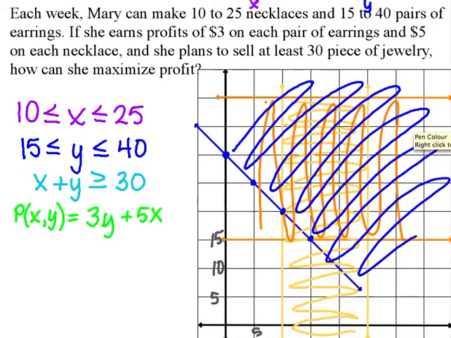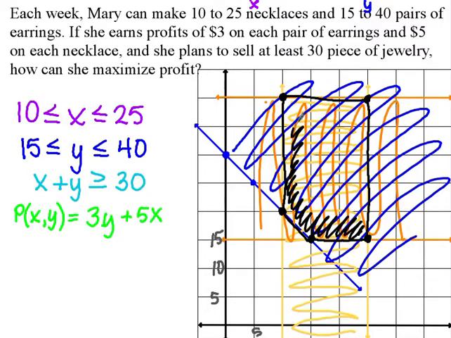So let's see what we got. We have a boundary here. We have a boundary here. We have a boundary here. We have a boundary here. Ooh, got lots. I'm going to shade. So there you go. That's the boundary. So you have 5 vertices. So then now let's go ahead and put our points in.